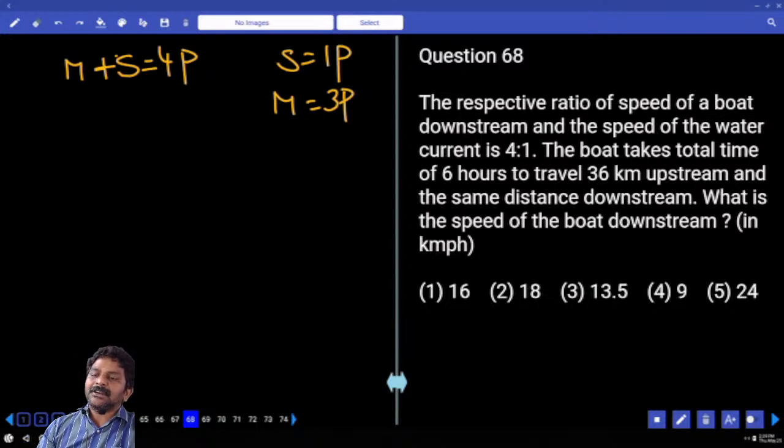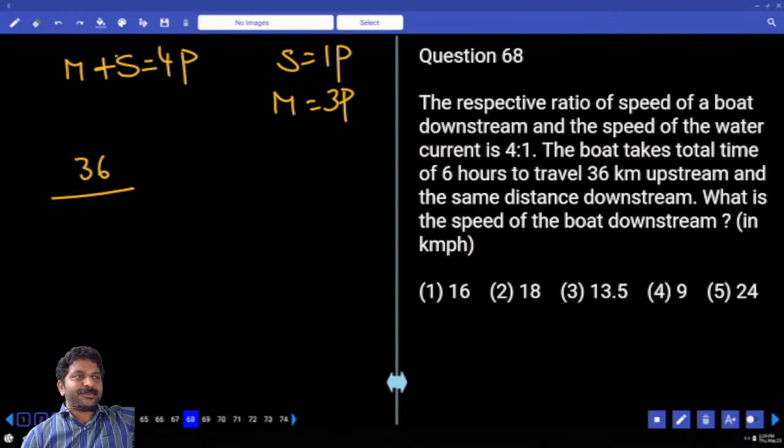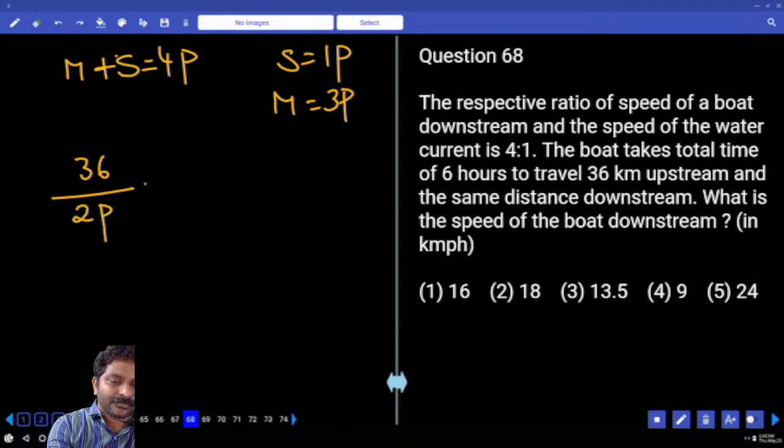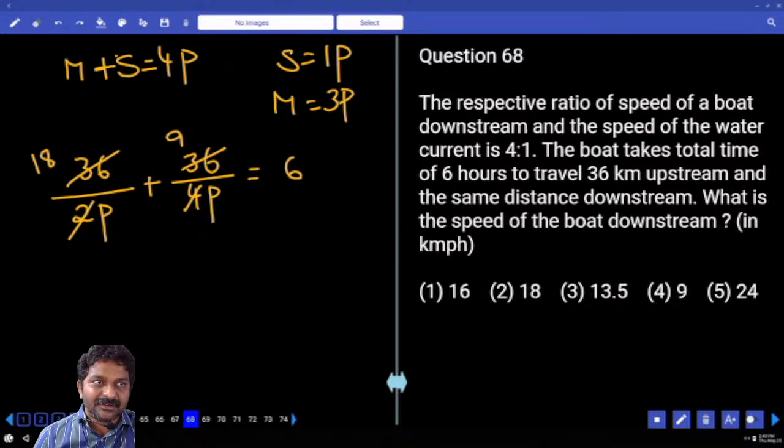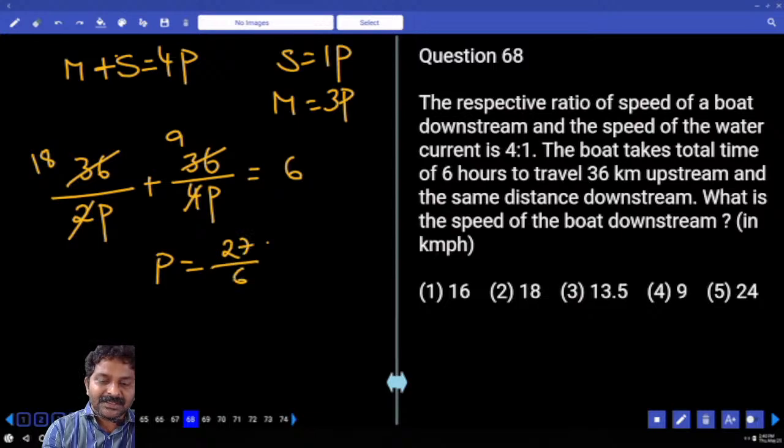The boat takes a total time of 6 hours to travel 36 kilometers upstream, same distance downstream. 36 kilometers traveled in upstream. Upstream speed m minus s, how much? Matladali. Same 36 kilometers covered in downstream. And the time mentioned? 27 by p is equal to 6. P is equal to 27 by 6.